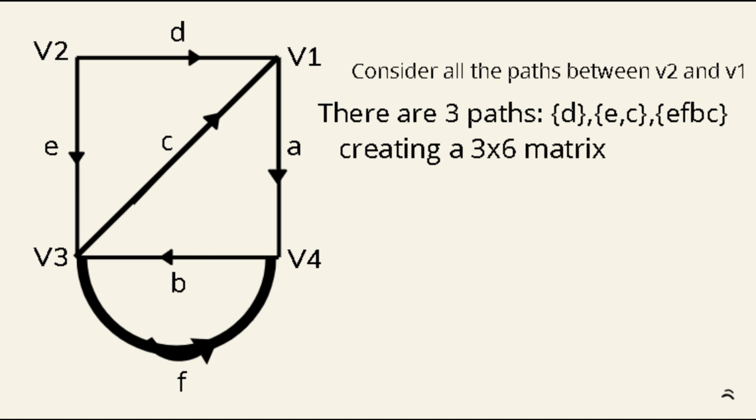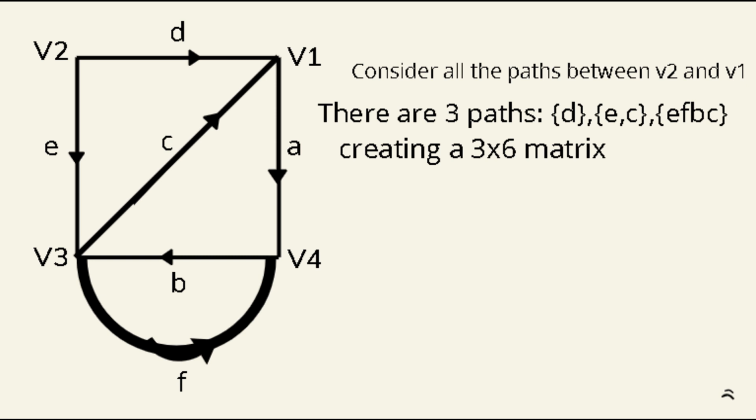So over here we have an example diagram with 6 edges, that is A, B, C, D, E, and F. So we'll be considering the path between V1 and V2. So how can we connect V1 and V2? Over here we get 3 paths. One is D, then the other is EC, and the other one is E, F, B, and C.